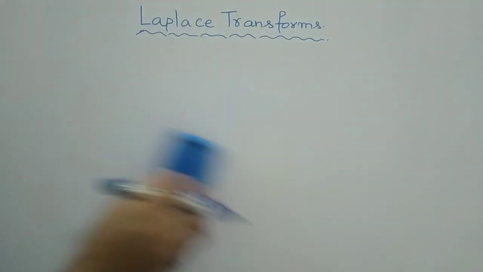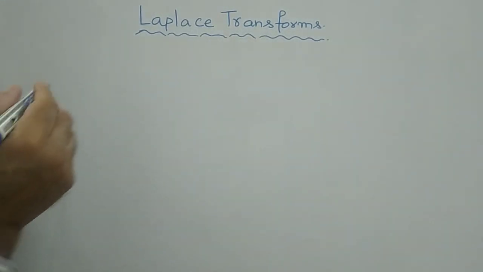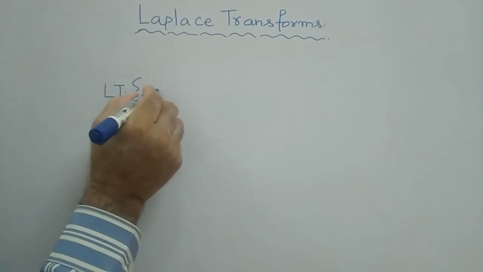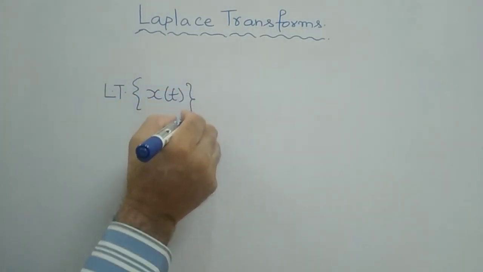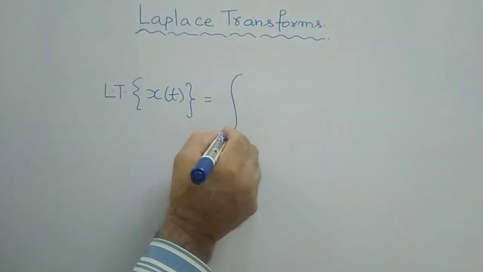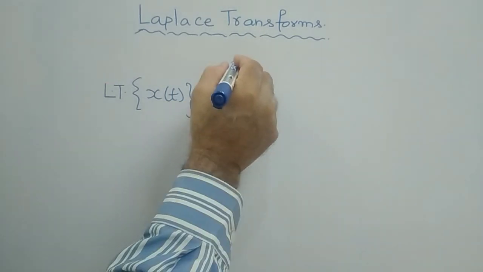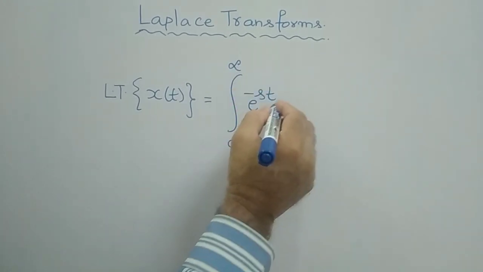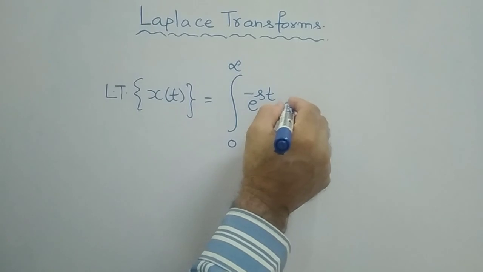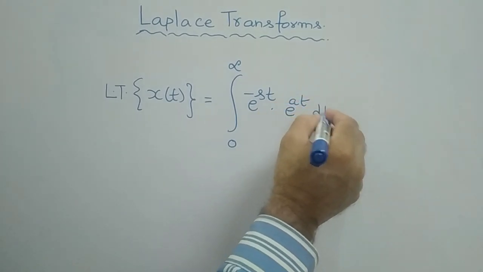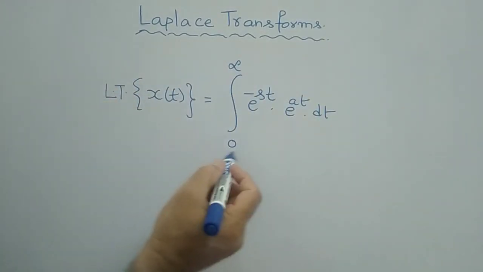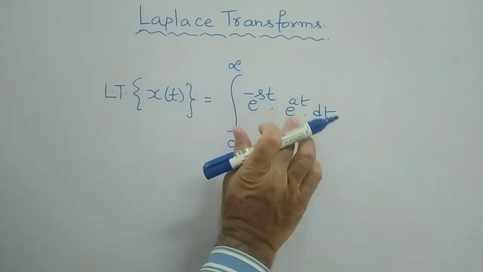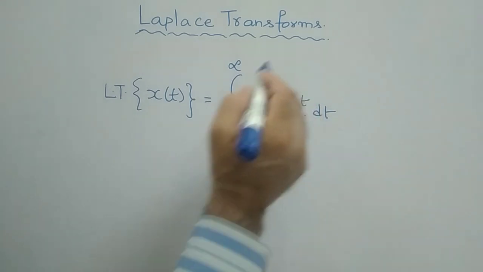Therefore, your expression becomes like this. The Laplace transformation of x(t) is equal to the integral from 0 to plus infinity of e^(-st) times x(t) dt. What is my x(t) actually? It is e^(at). Clear? So I have changed the integration from 0 to infinity, and within this interval x(t) is equal to e^(at), right?